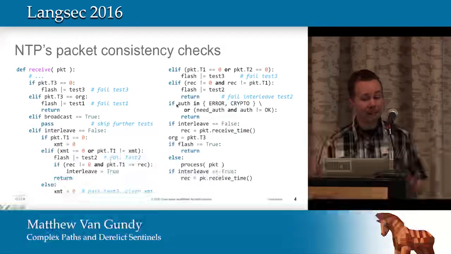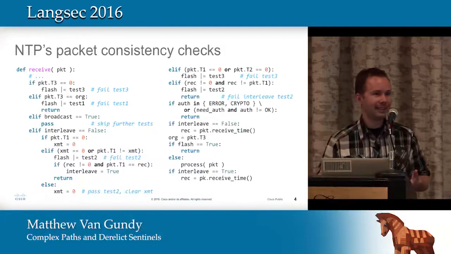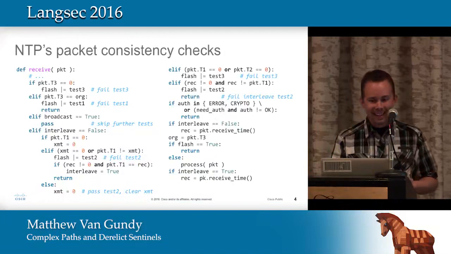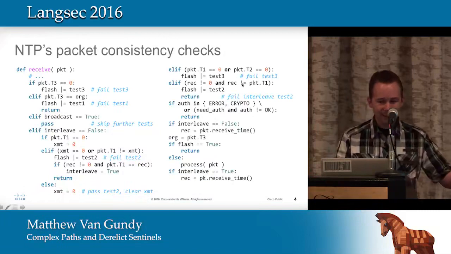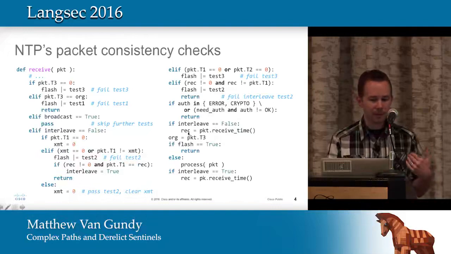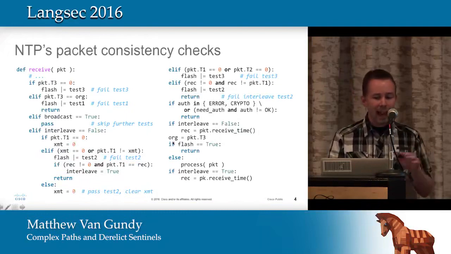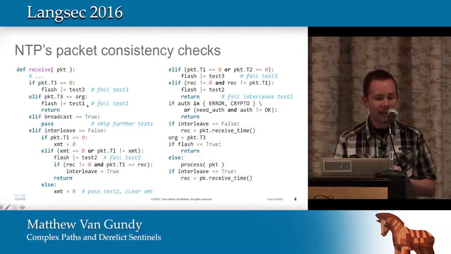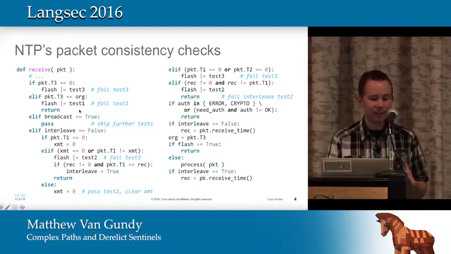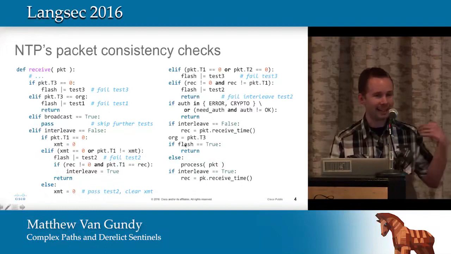At this point, finally, we ask, is the packet correctly authenticated? If not, we bail out. If so, then if it's not interleave mode, we go ahead and update our receive timestamp and the origin timestamp so that we can prevent replays of that last packet. If we have detected an error in any one of these cases that set this flash variable but didn't return, only now, after updating these timestamps, do we return, exiting the packet processing code.